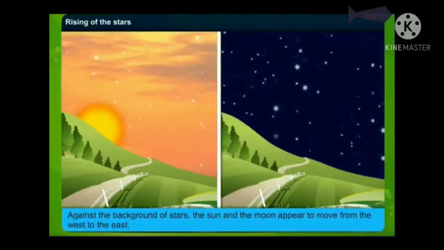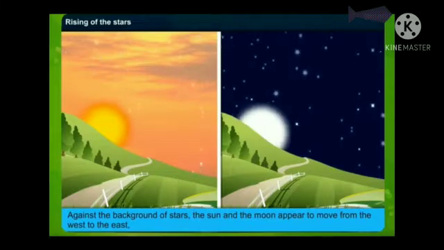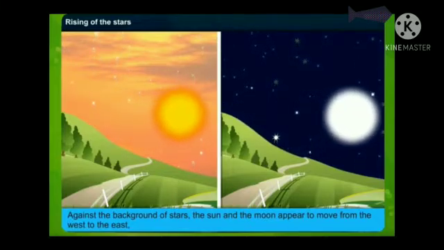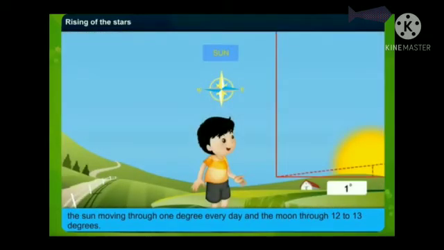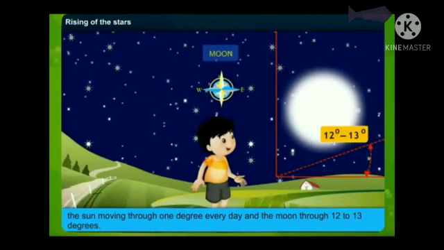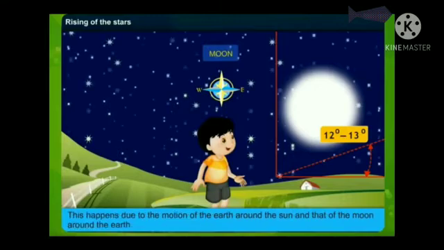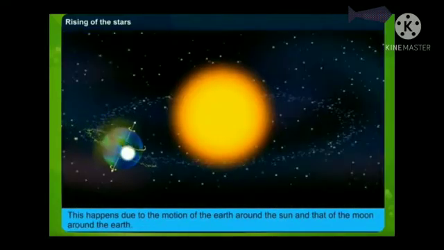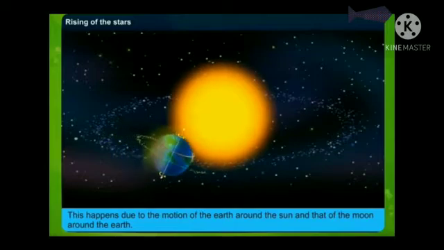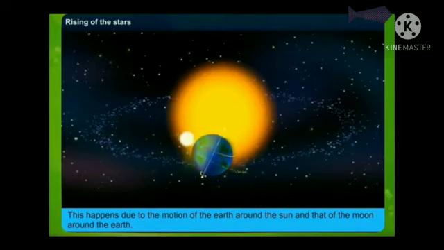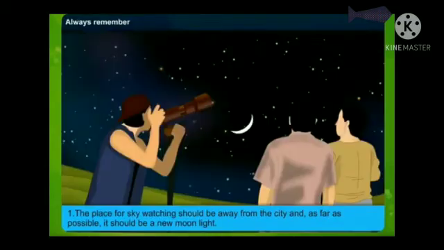Against the background of stars, the sun and the moon appear to move from the west to the east. The sun moves through 1 degree every day and the moon through 12 to 13 degrees. This happens due to the motion of the earth around the sun and that of the moon around the earth. You can see it in the picture. It has been shown how the earth and the moon are rotating. The place for sky watching should be away from the city, and as far as possible, it should be a new moon night.